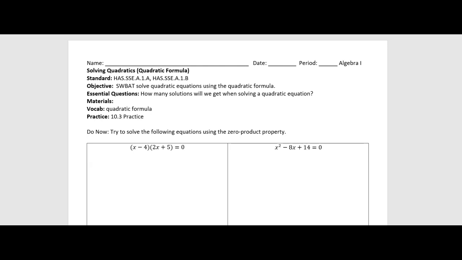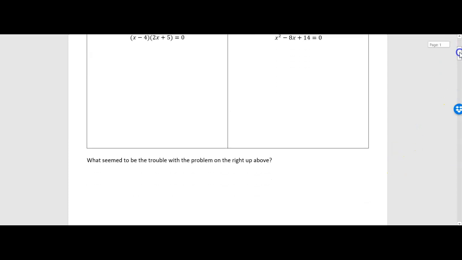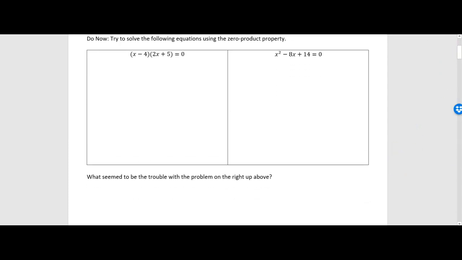So to start, we're actually going to look at the one here on the right, the one that says x squared minus 8x plus 14 is equal to 0. And we're going to try to solve this using the zero product property. So you're going to want to try to factor and then set your factors equal to 0 and solve. And maybe you'll be able to, maybe you won't, but pause the video and take some time to try to do that.